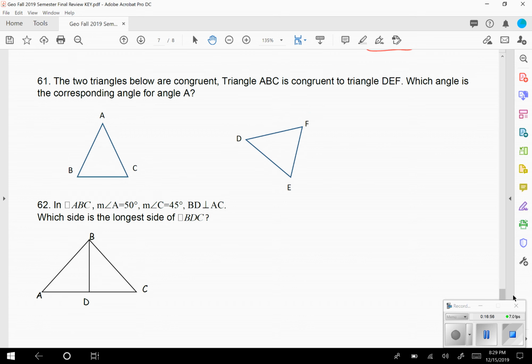Okay, question 61. It says, the two triangles below are congruent. Triangle ABC is congruent to triangle DEF. Which angle is the corresponding angle for angle A? Okay, all you have to do with these is match their names. So A, B, C, and then you just go D, E, F. So A matches with D, B with E, and C with F. And so they're asking what is the corresponding angle for angle A? It would be angle D.